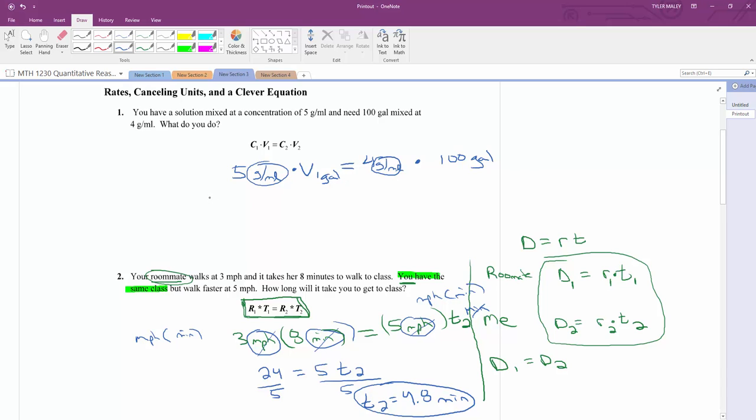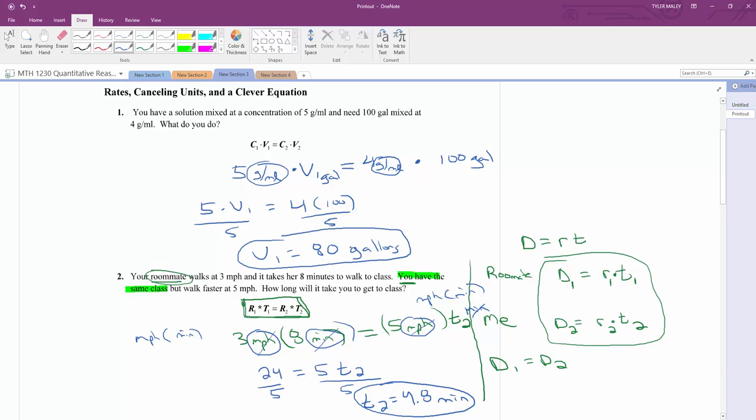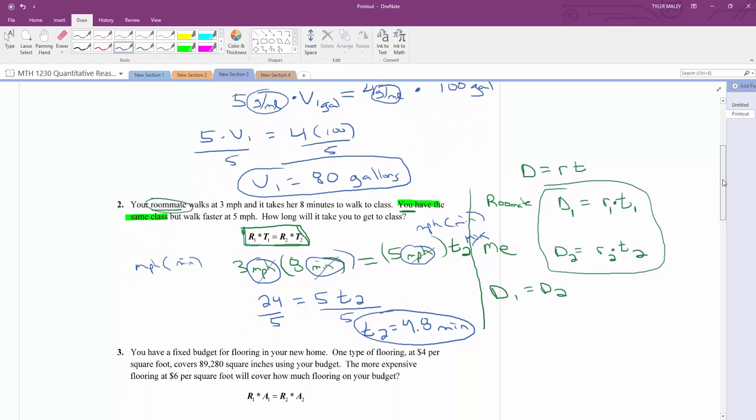So now what I have is 5 times V1 equals 4 times 100. If I divide both sides by 5, I get V1 equals 80. So it'd be 80 gallons. There's the solution for that one. With these, we're just plugging in what we know and solving for the unknown.